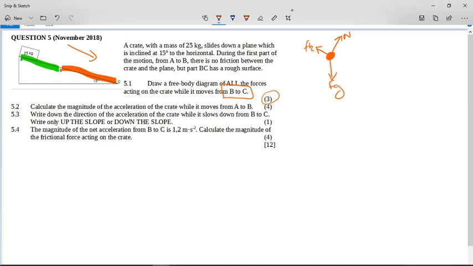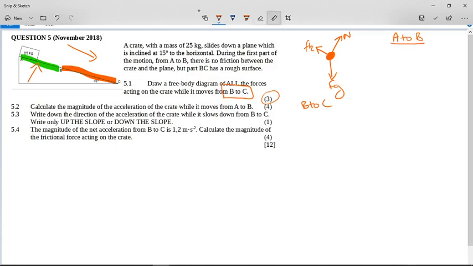Now it says, calculate the magnitude of the acceleration of the crate while it moves from A to B. Now we just drew the diagram from B to C, and it had 3 forces, but if we're doing the calculation for A to B, we actually have to draw another force diagram. So this one was B to C. If we are going A to B, okay, it is a different situation.